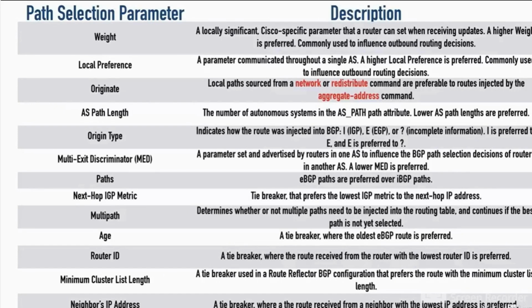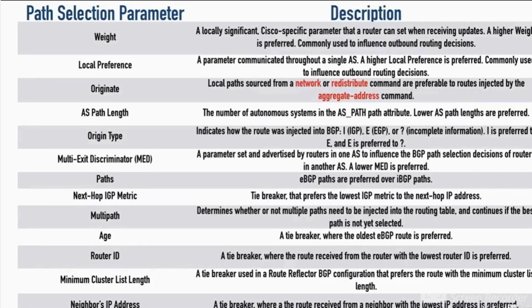If we still have a tie, we're going to go with the lowest router ID. Specifically, we're asking which neighbor has the lowest router ID. The next parameter deals with route reflector BGP configuration. If we do have that type of configuration, we can prefer the route with the minimum cluster list length. Now, that's not something we need to be concerned about here at the CCNP level. We'll leave that for your CCIE studies.